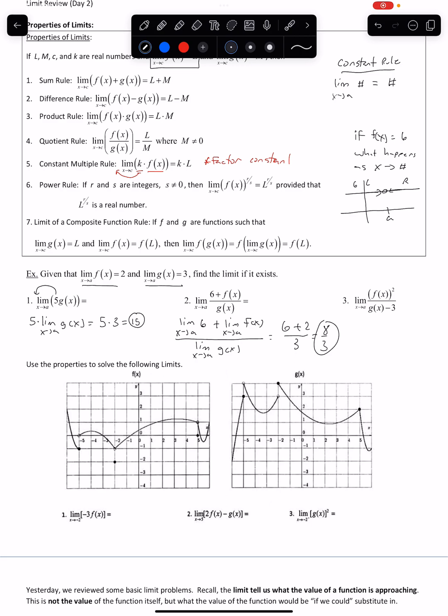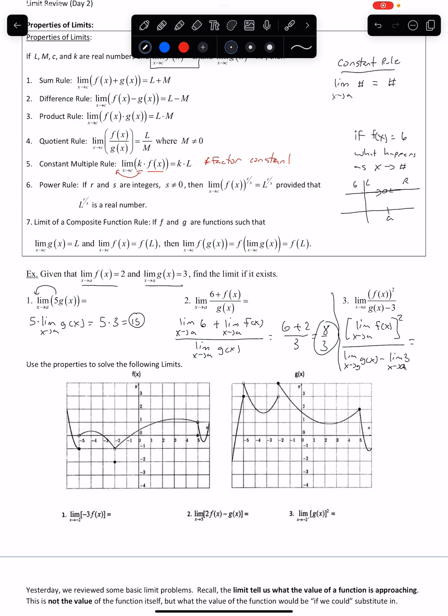Number 3, if we rewrite number 3, we get the limit as x approaches a of f of x squared divided by g of x minus 3. So we'll get the limit as x approaches a of f of x squared divided by, let me put this, the limit as x approaches a of g of x minus the limit as x approaches a of 3.